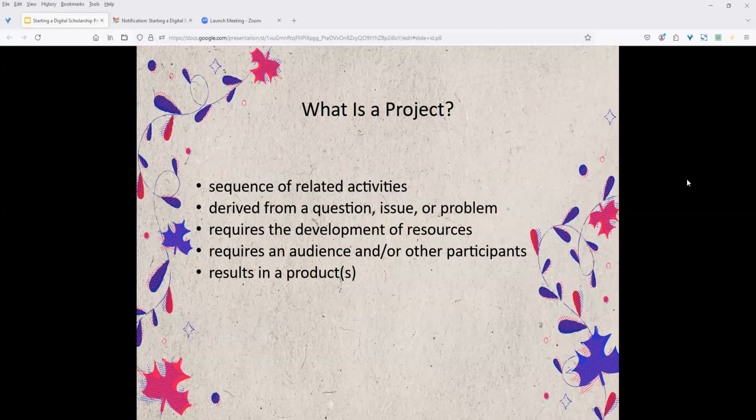All right, so what is a project? Well, it is a sequence of events. Projects are wonderful things. They have a beginning, a middle, and an end of related activities that are managed in a workflow. So you have an original question, issue, or problem that you want to work on. Same with scholarship. You will develop your resources for a specific audience, and you're writing for someone, but who is that going to be? What comes out of your project? Is it a research article? Is it a website, symposium, or some other end product? You always want to have something that comes out of it.